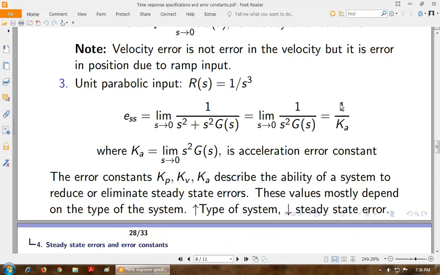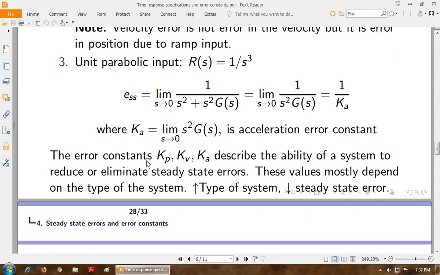Here Kv, V stands for velocity, and A stands for acceleration. So the acceleration error constant is calculated with limit S tends to 0, S square into Gs. So the error constants Kp, Kv, Ka describe the ability of a system to reduce or eliminate steady state errors. These values mostly depend on the type of system. When the type of system increases, the steady state error decreases.